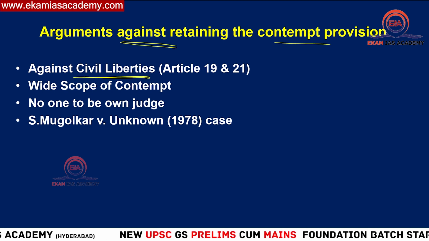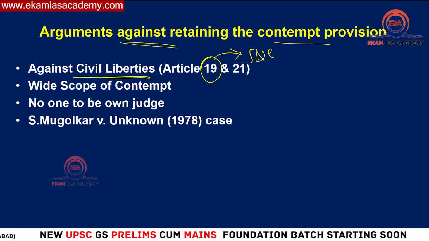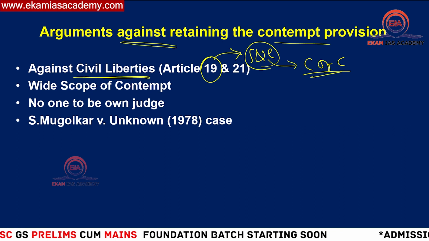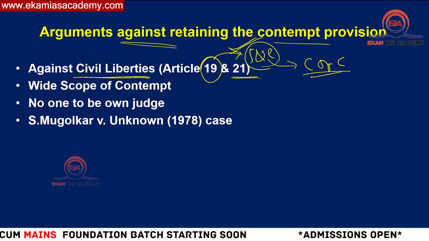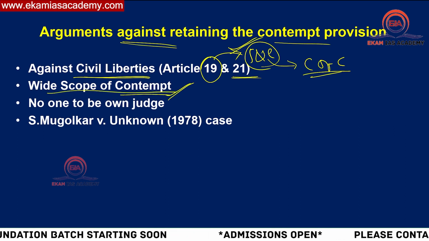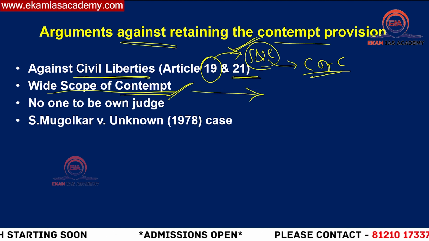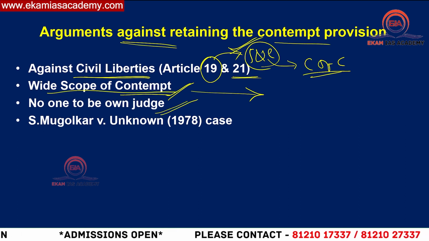Then what are the provisions against the contempt of court? This is against civil liberties. Under Article 19 you have freedom of speech and expression, and one of the restrictions on it is contempt of court. So this is against the fundamental freedom of speech and expression, and Article 21, right to life and personal liberty. And there is wide scope of contempt. A lot of things are included under contempt. This may narrow down the freedom of speech and expression and right to life, and no one can be a judge in his own case.